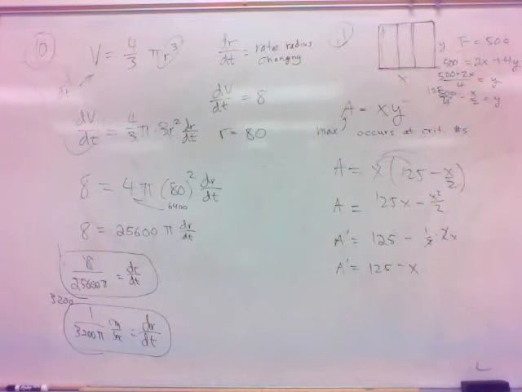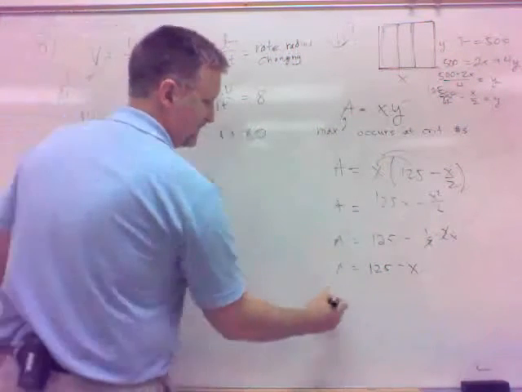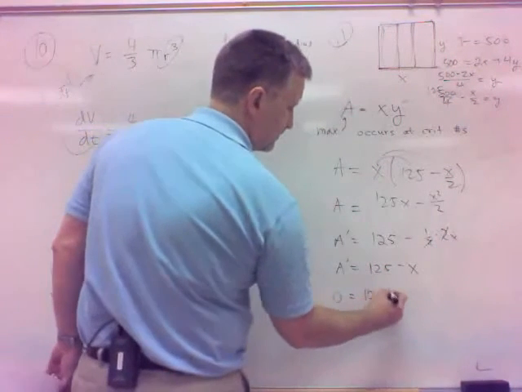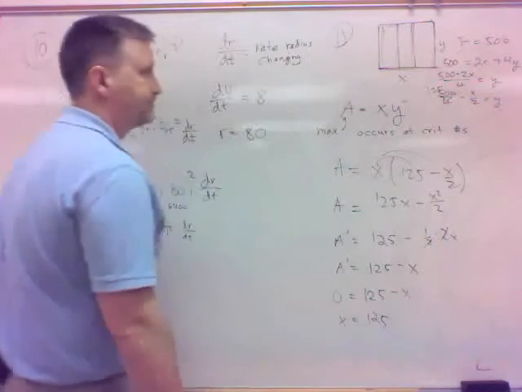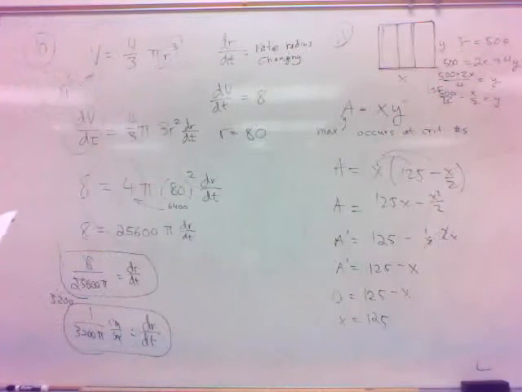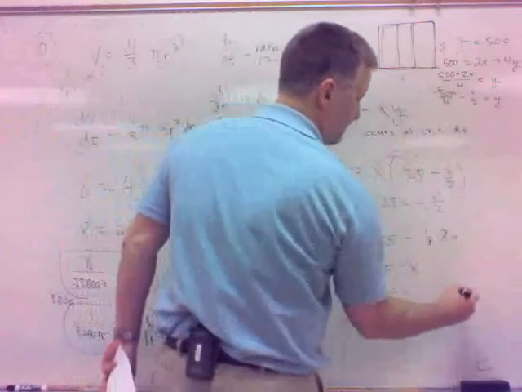So now what do I do? Well, I'm trying to find the critical number. That is a 0, and that works out nicely. It'll be 125, doesn't it? What was the question? What are the dimensions? All right, so the x dimension is 125.